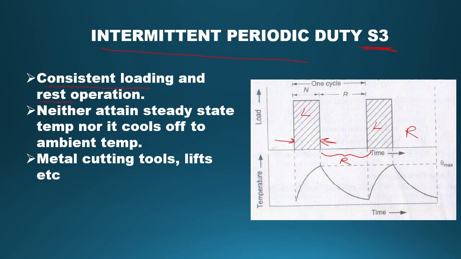At this point, when the motor is switched on, the temperature rises, but does not attain the steady state value. That theta max is less than the steady state value, and again as the supply is cut off, the temperature starts to decrease, and before it reaches the ambient temperature, it again increases as the supply is again given to the motor. A good example is a lift. We use the lift, then there is a rest period before someone else uses it again.